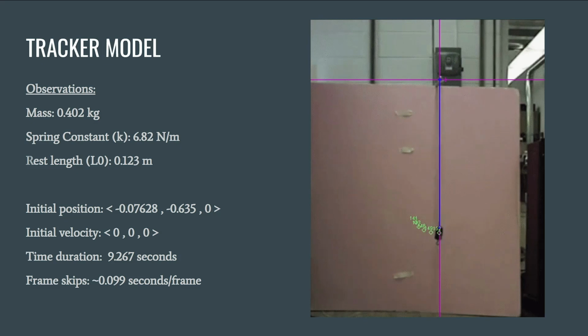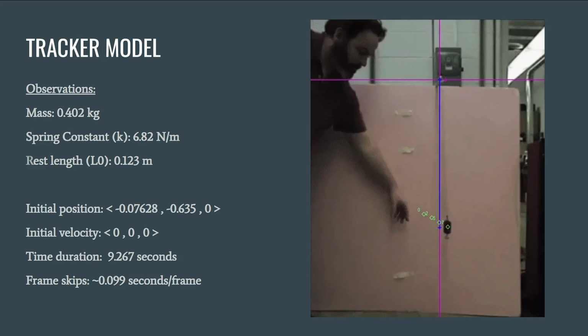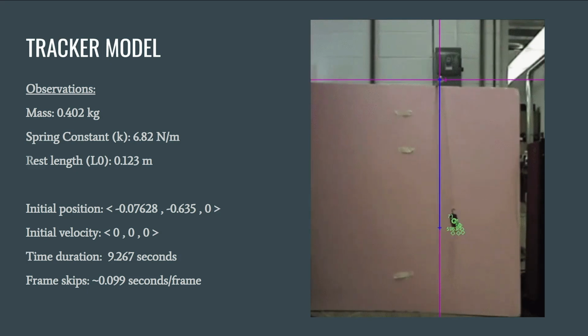Here is the tracker model data that was gathered. The mass weighs about 0.402 kilograms. The spring constant is 6.82 newtons per meter, and the rest length or relaxed length is 0.123 meters. The initial position is about negative 0.08 in the x direction and about negative 0.6 in the y direction. Because we are at rest, the initial velocity will be 0. The duration of the video that was captured was about 9.267 seconds, and the frame skip for the video is about 0.099 seconds per recorded frame.